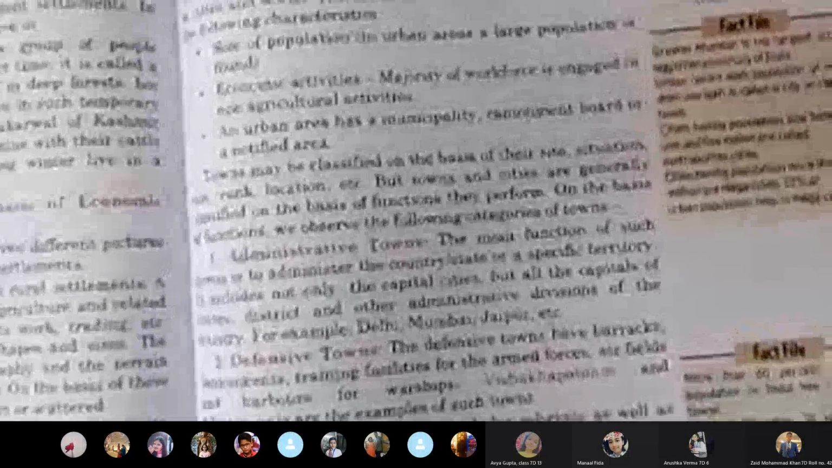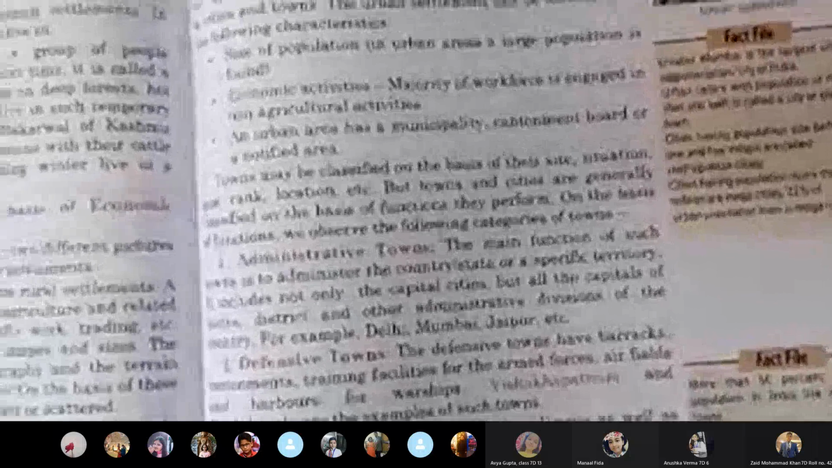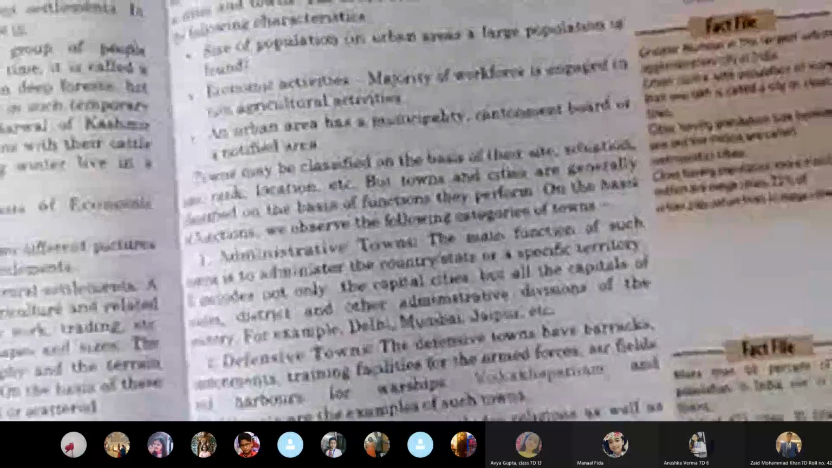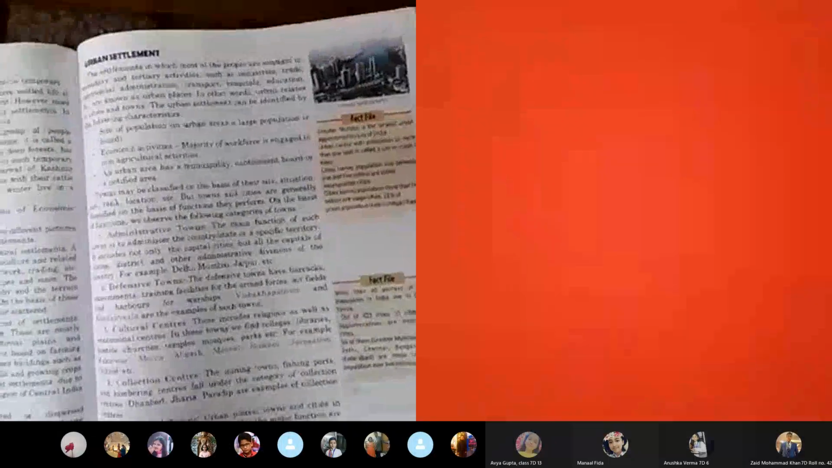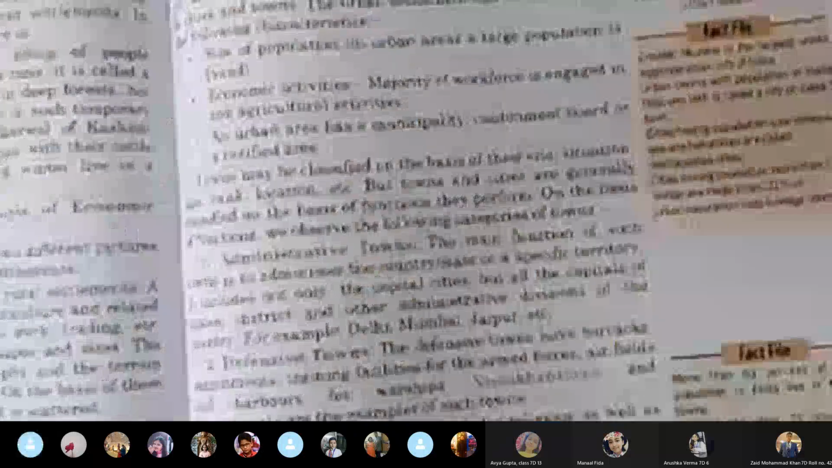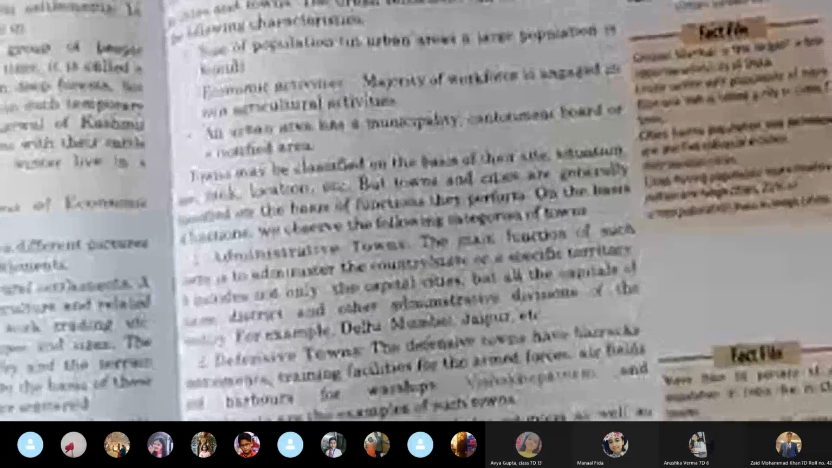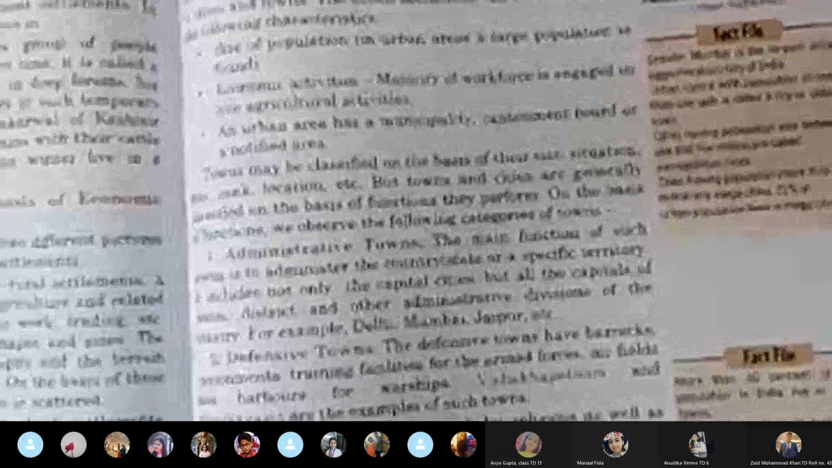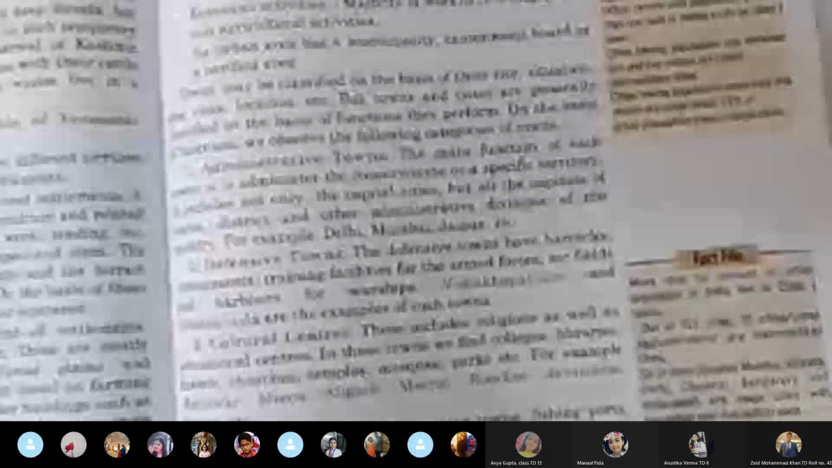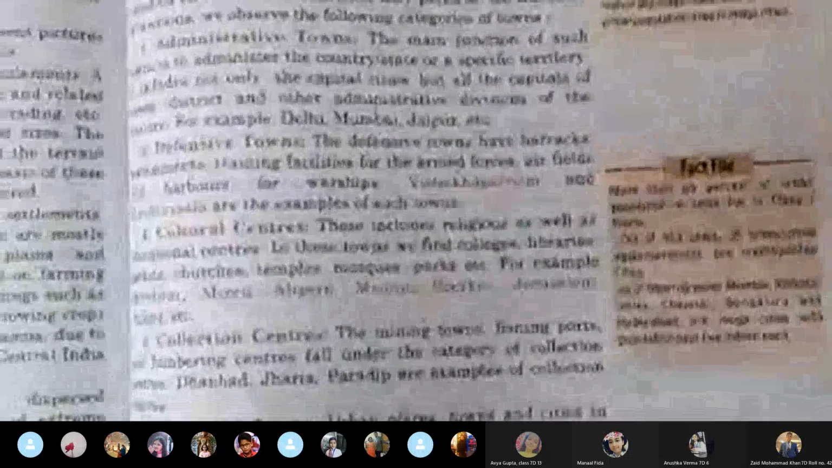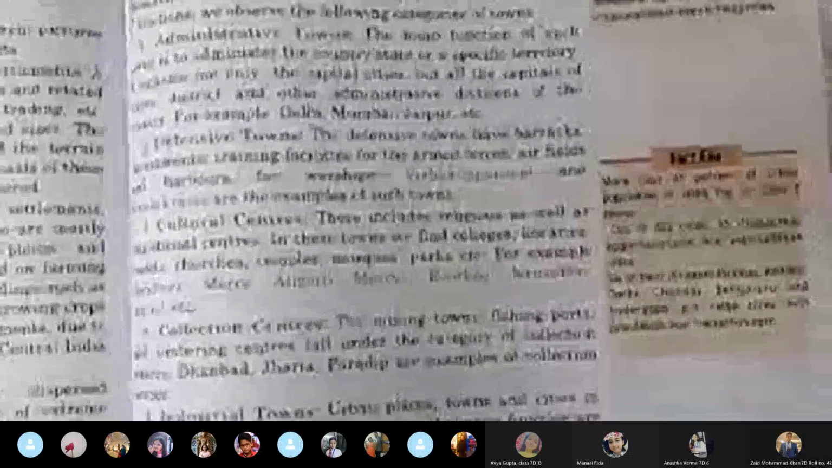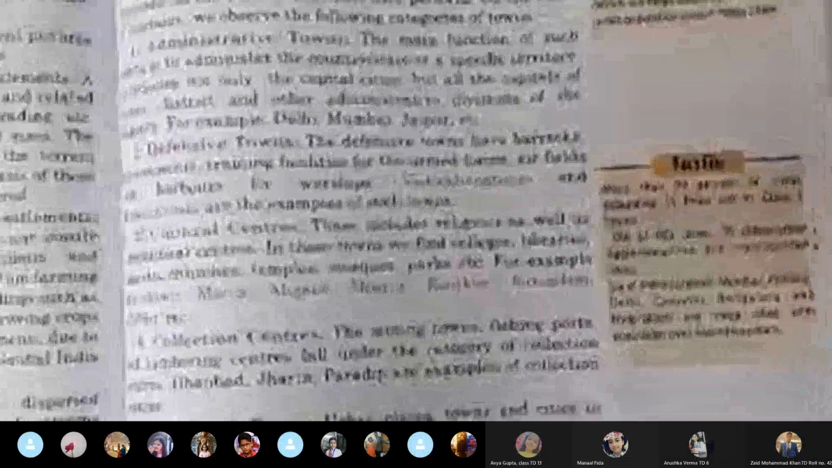Now, towns may be classified on the basis of their site, situation, size, rank, location, etc. But towns and cities are generally classified on the basis of functions they perform. So, what are the functions which they perform? Let us see the administrative towns, that means where the administration is done. Like in UP, the state has Lucknow as its administrative town. Why? Because it is the capital.